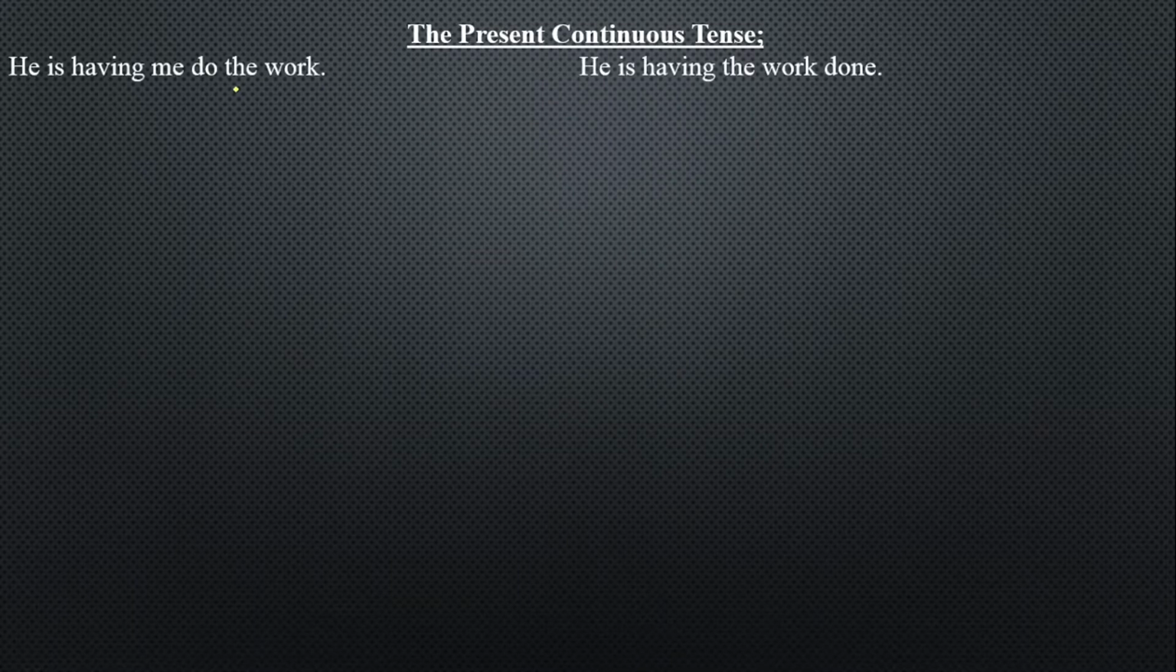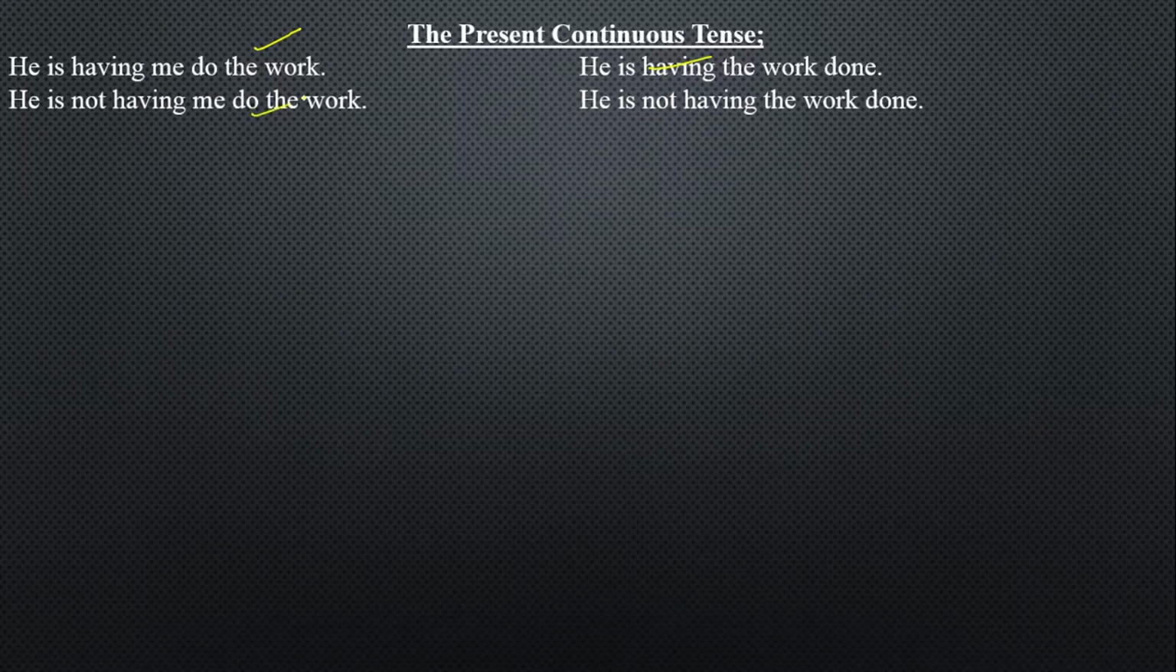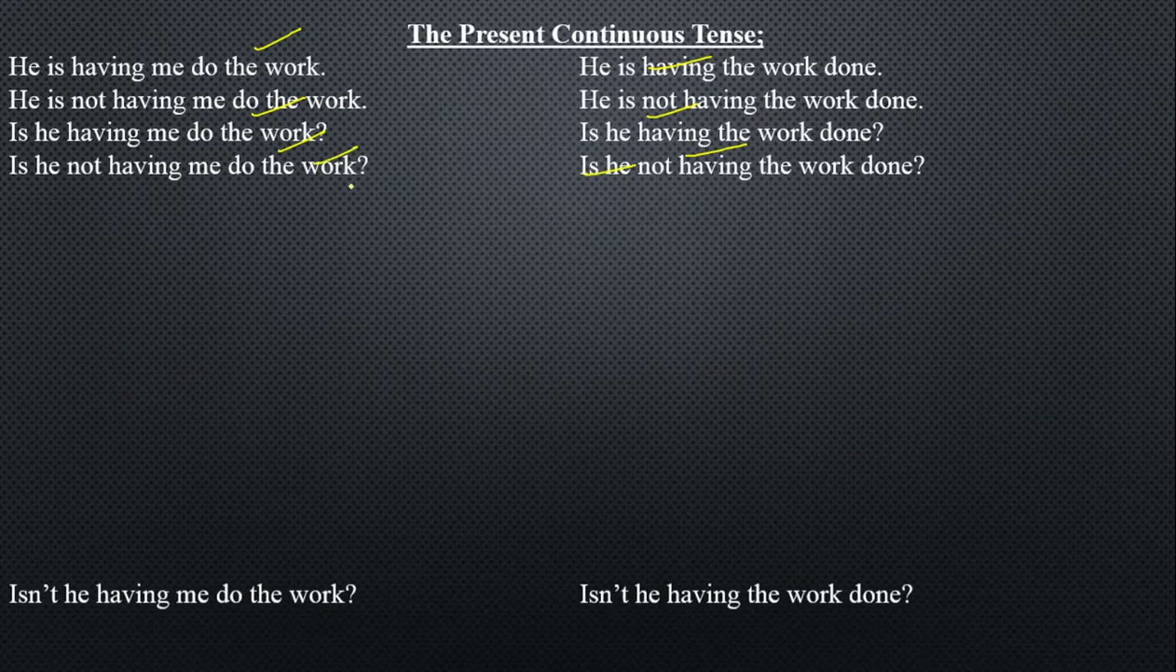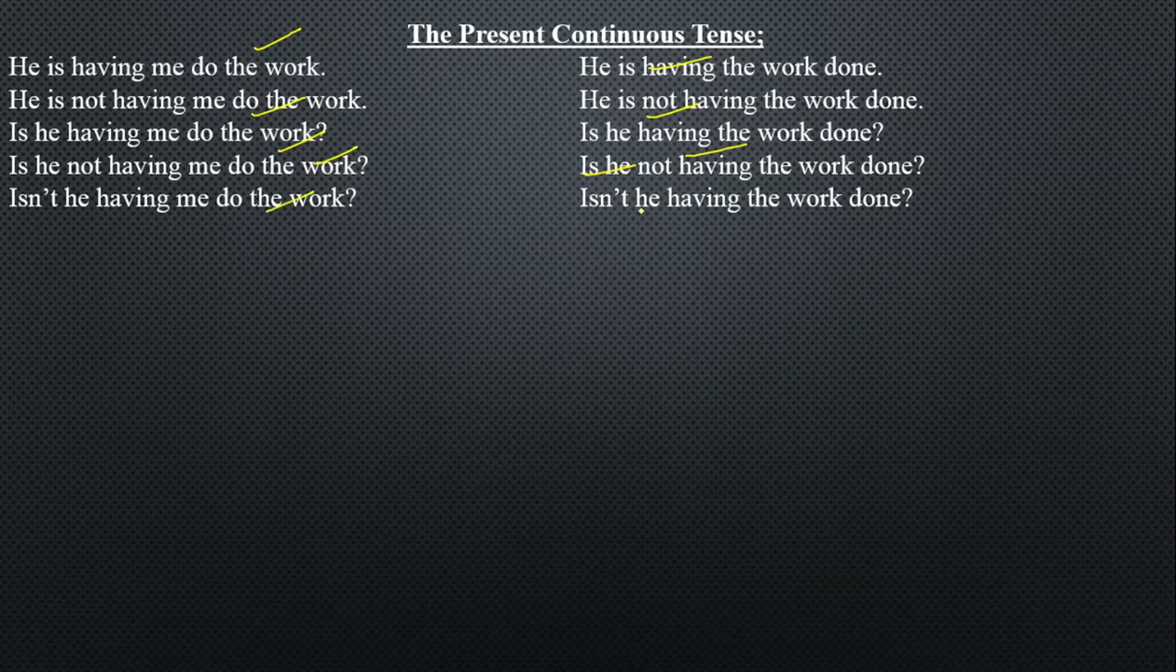Next, we have got the continuous tenses. The first one is the present continuous tense. He is having me do the work. He is having the work done. He is not having me do the work. He is not having the work done. Is he having me do the work? Is he having the work done? Is he not having me do the work? Is he not having the work done? Isn't he having me do the work? Isn't he having the work done?